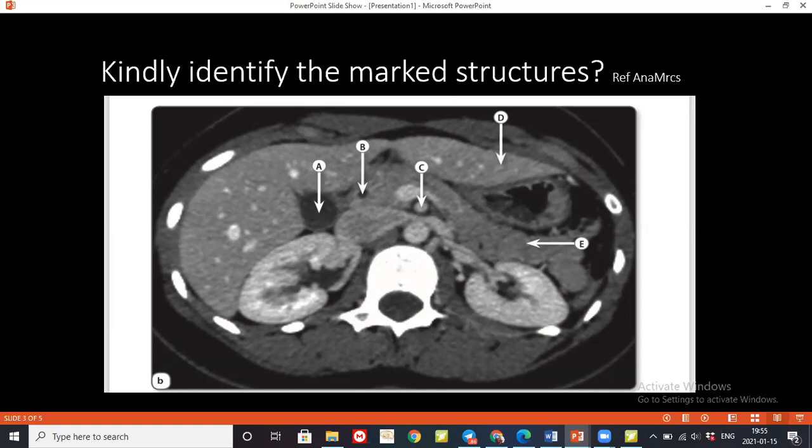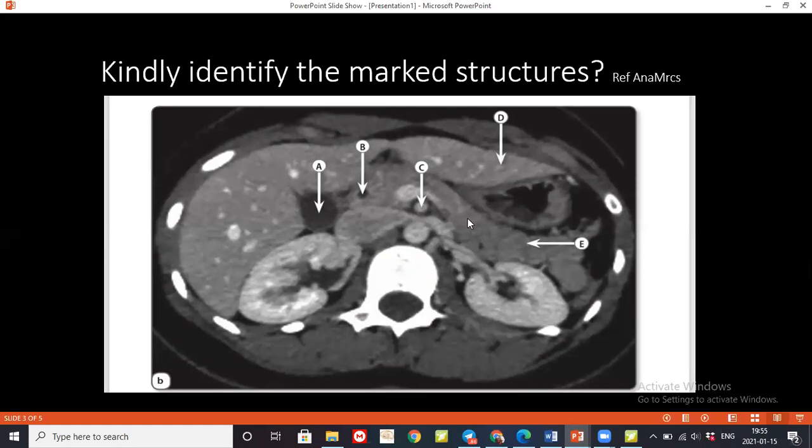A, this is the gallbladder. B, this is the portal vein. C, portal. Okay. And B, the portal vein. Yes. D is the left lobe of the liver. And E, please? The tail of the pancreas.